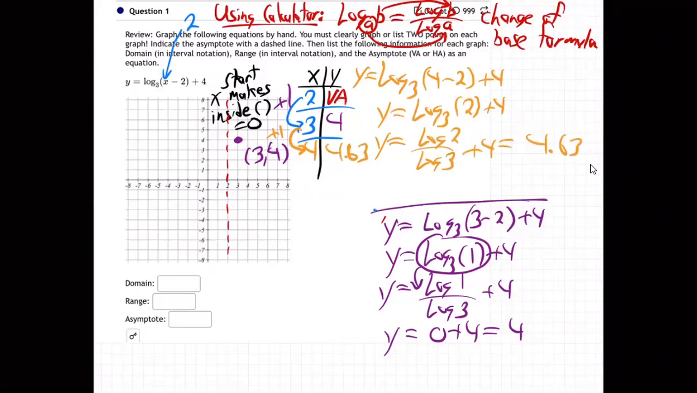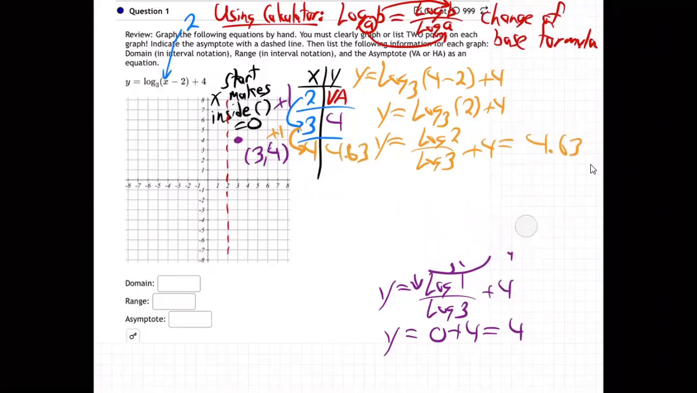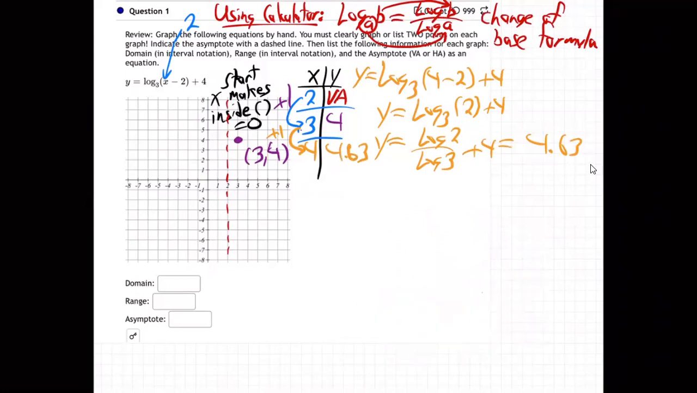That's a fine point, but we can't do that on our graph, all right? You can't do 4.63 on your graph. So you need to keep going up. You need to go higher. So should we just add 1 again? Yeah, that'll actually work, just add 1 again.